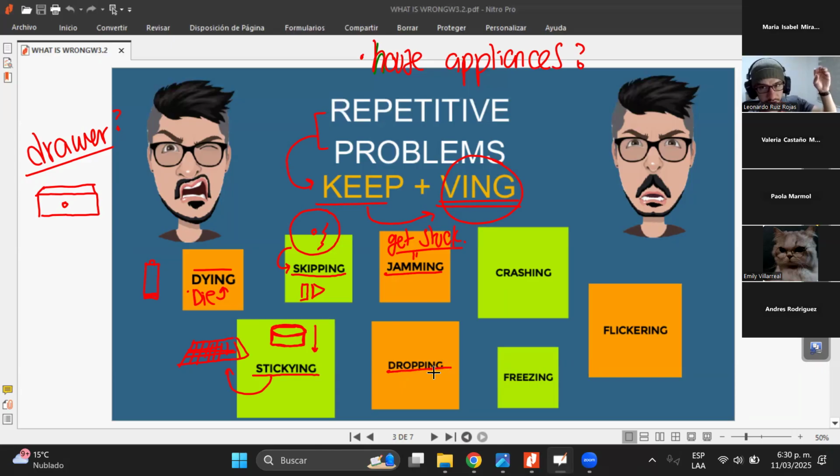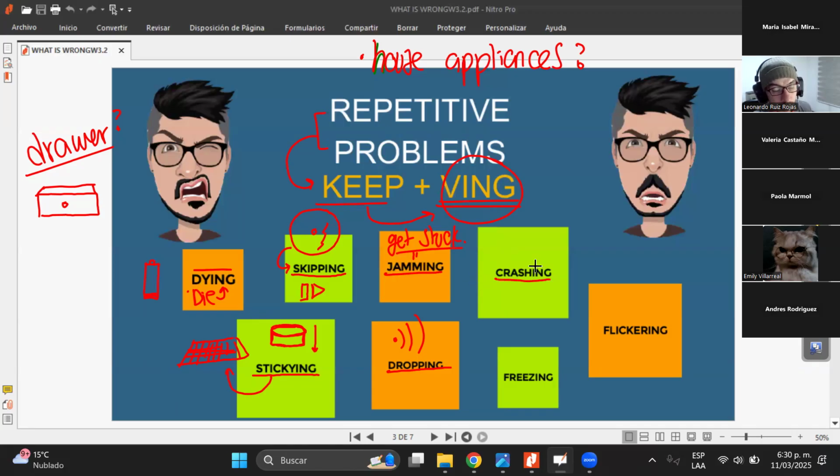When we talk about dropping, drop is soltar o caer, right? In that case, I make reference to the signals. For example, the Wi-Fi signal, the cable or the satellite signal, yes? So in those cases, when I say that something keeps dropping, it's because the service keeps failing. For example, I don't know what internet operator you have, but Claro service keeps dropping. Or sometimes people say that a Virgin telephone service keeps dropping. That all the time it's failing, it's failing, right? So remember that this is a repetitive problem, okay?